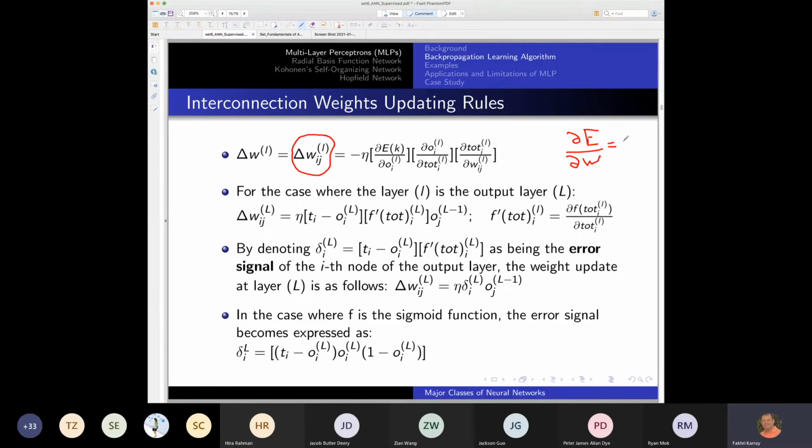So dE with respect to d omega is equal to dE with respect to dO, and dOi, but Oi is also a function of tot i, and this is multiplied by dOi with respect to d tot. It's a little bit difficult to write here. And then we have d tot, which is now, finally, a function of the d omega ij. Okay, so this is the chain differentiation, which is located here.